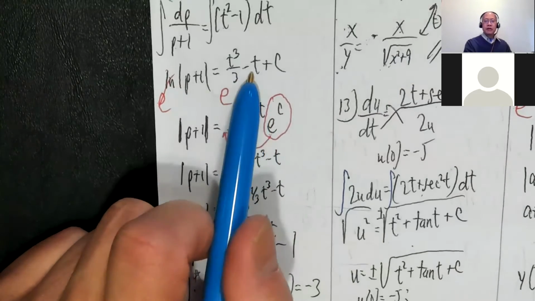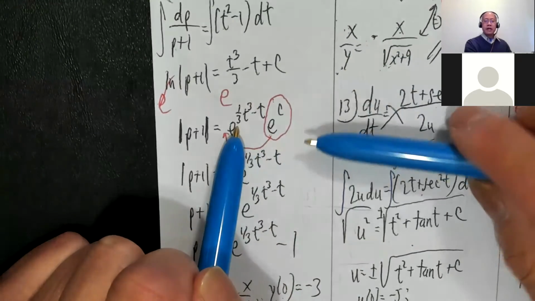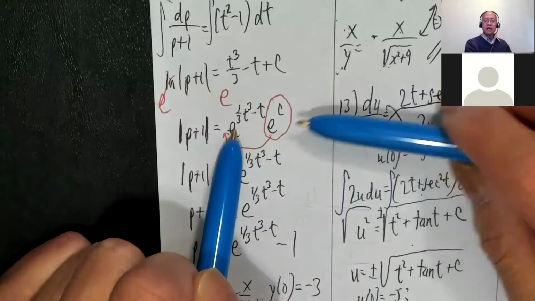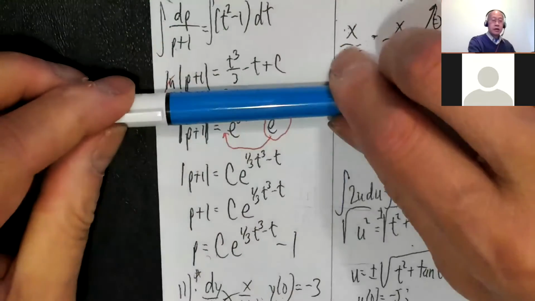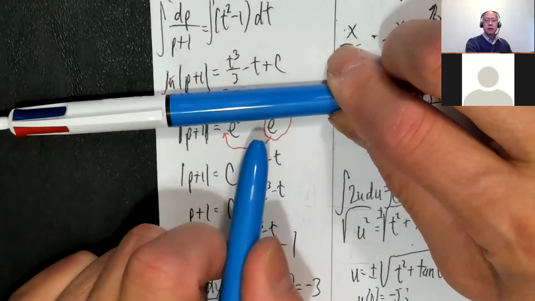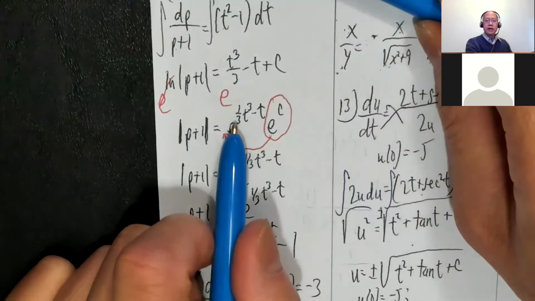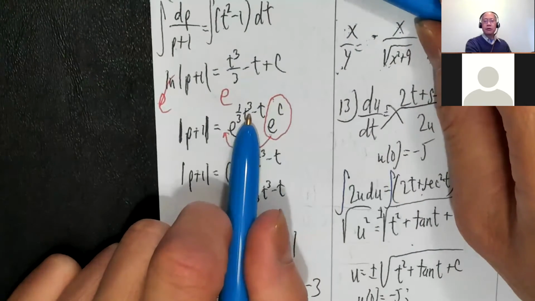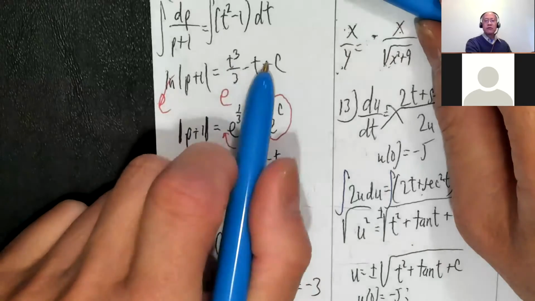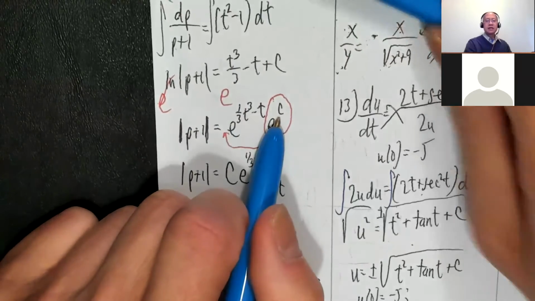You might be unfamiliar with this step, but you're probably comfortable going the other way, right? Think back to algebra 1. If I have e to something times e to something, you add the exponents, right? You would say, oh yeah, that plus that. Well, we're just going backwards. If I start with this, I can break it back into e to the 1/3 t cubed minus t times e to the c.